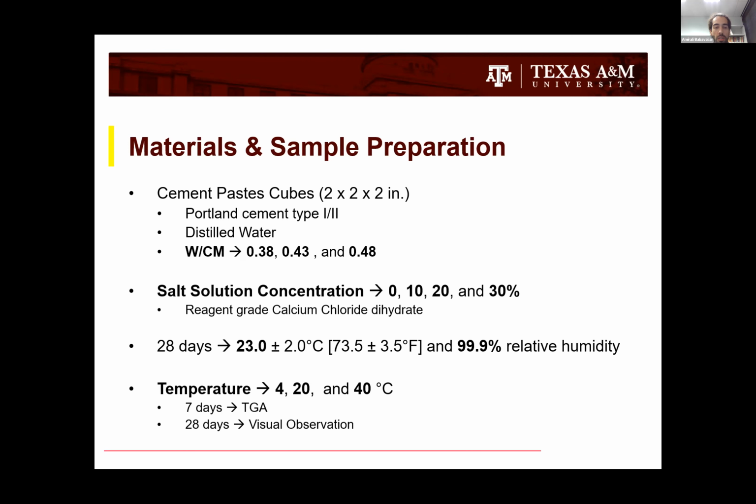After preparing the samples for the curing process, we put the samples in the 100% humidity room at a temperature of 23 degrees. And after that, we put the samples in 3 different rooms with different temperatures of 4, 20, and 40 degrees Celsius. For the TGA test, we tested the samples after putting them in these different rooms and exposing them to different salt solutions after 7 days, and visual observation was conducted after 28 days.